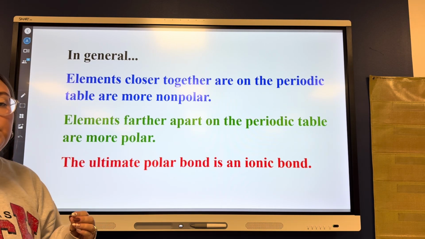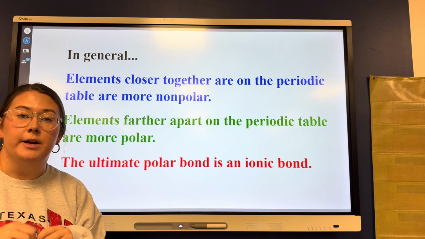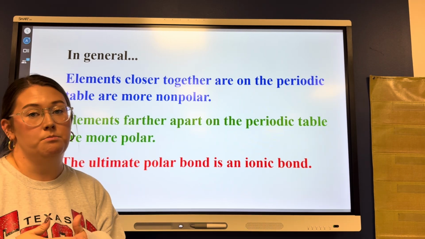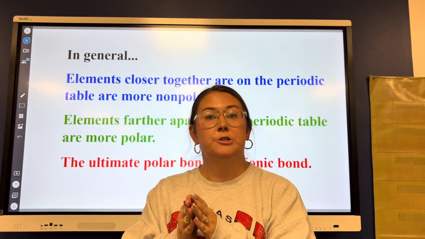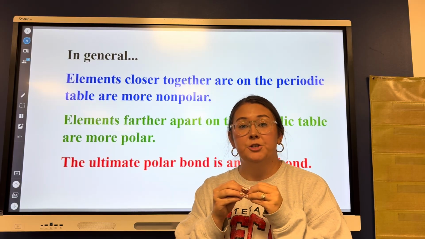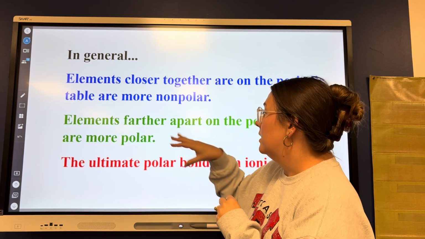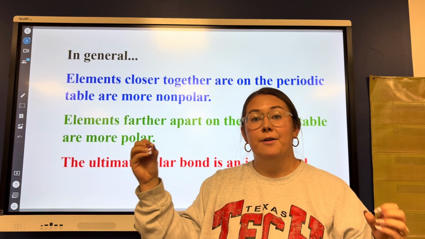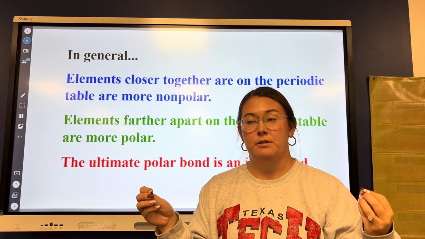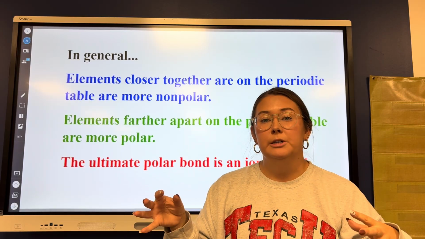In general, elements that are closer together on the periodic table are going to be more nonpolar. There's not a big difference in electronegativity, so they're kind of sharing the electrons equally. Elements that are farther apart have different electronegativity values and are going to be more polar.